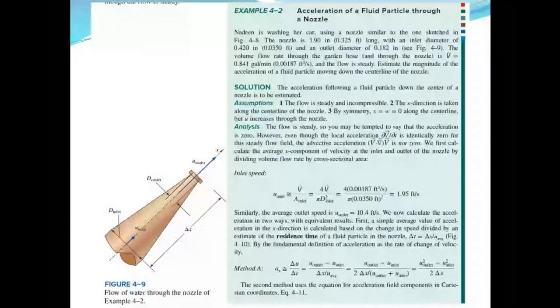The volume flow rate through the garden hose and through the nozzle, that is the discharge, V dot, or Q, is 0.841 gallon per minute, and the flow is steady. Estimate the magnitude of the acceleration of a fluid particle moving down the center line of the nozzle. That's why it is indicated with the blue at the center line. That's where it will have maximum velocity, because it is the one least affected by the boundary shear stress.